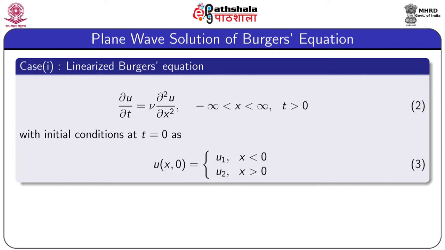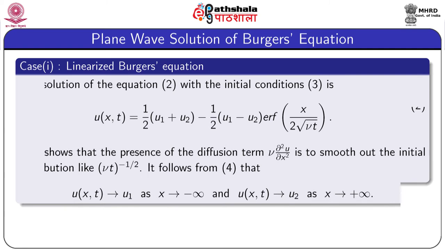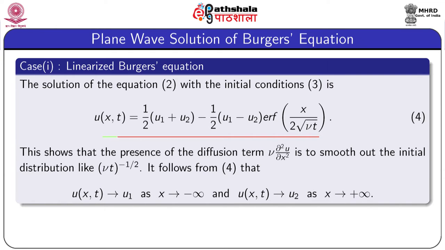Now we are going to solve equation 2 together with the initial condition given in equation 3. Since equation 2 is a linear equation with constant coefficients, we can apply any method. In particular, one can use the Fourier transform method to find the solution. If we use the Fourier transform method and the initial condition 3, it is easy to find that the solution can be written in the form u equals half of u1 plus u2 minus half of u1 minus u2 times the error function of x divided by 2 square root nu t.